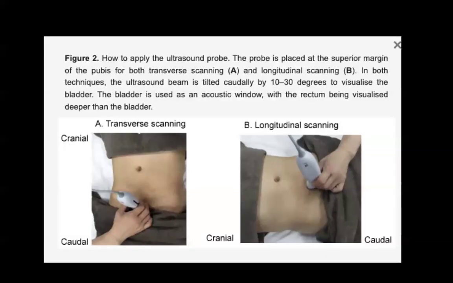Now, the scanning approach is the same as looking at a bladder and a prostate. You're looking in that suprapubic area, right at the pubic symphysis, transverse and longitudinal. So sort of horizontal and sort of towards the head, looking at the rectum both ways.